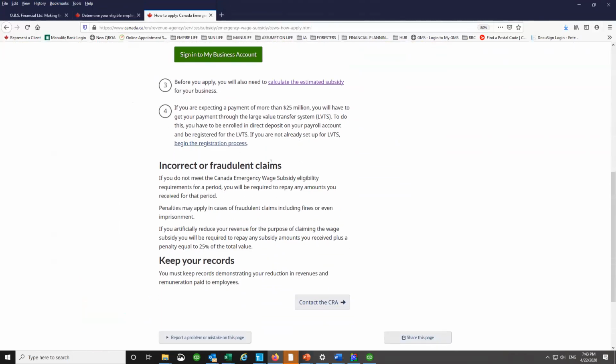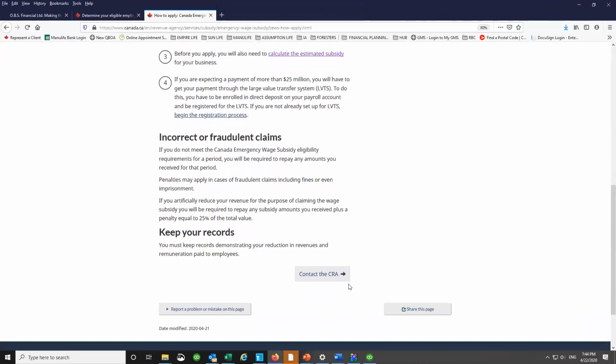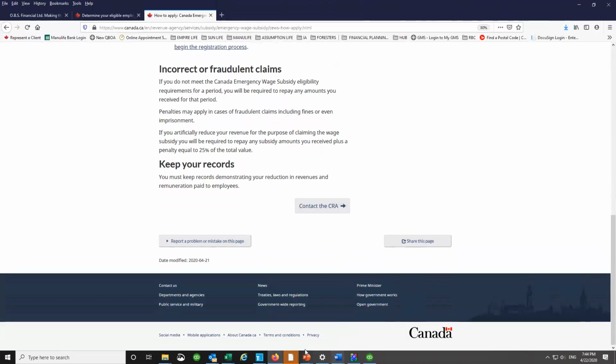This talks about incorrect or fraudulent claims. If you do not meet the CEWS eligibility requirements for a period, you'll be required to repay any amounts for that period plus penalties, right? The penalties are 25% of the total value. So we don't want to get involved in that, right?